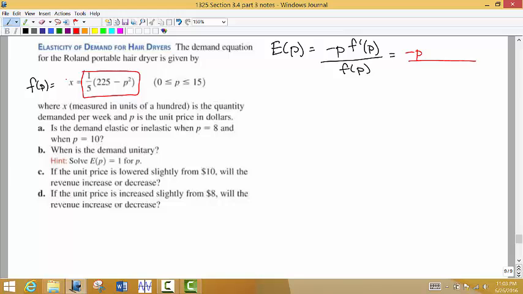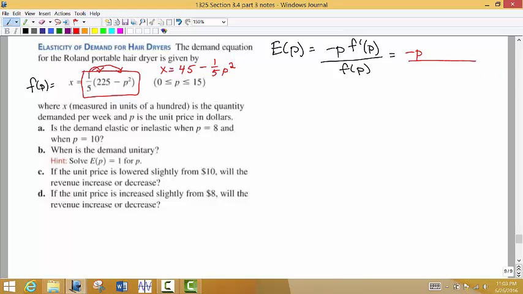One thing that we can do here to make this derivative easier is we have this 1/5 out front. We can actually multiply that into the parentheses here to make this formula a little bit easier to work with. So let's go ahead and do that. We get x is equal to 1/5 times 225 actually gives me just 45. 1/5 times negative p squared is negative 1/5 p squared. So we'll just leave it like that.